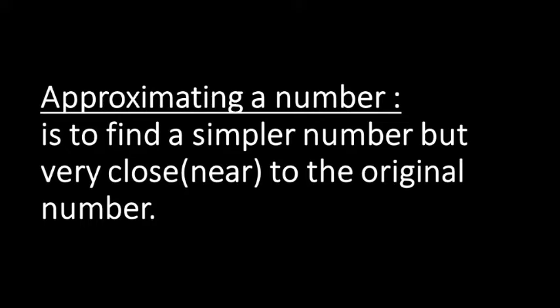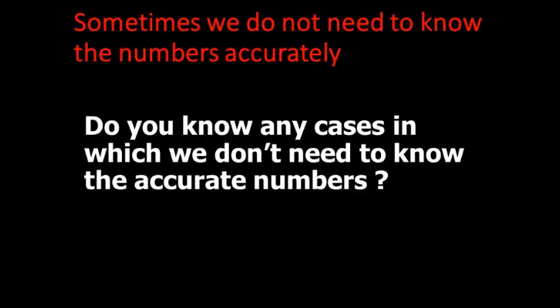Sometimes we don't need to know the numbers accurately. يعني أحيانا ما بنحتاجش نعرف النمبر بالظبط. إزاي يعني؟ Do you know any cases in which we don't need to know the accurate numbers? I'll wait for your answers in comments or on our Google Classroom. هستنى إجاباتكم على Google Classroom بالنسبة للسؤال ده. cases من عندكم. But I'll give you two examples. Some cases in which we don't need to know the numbers accurately.